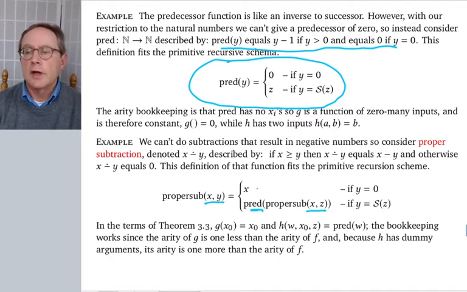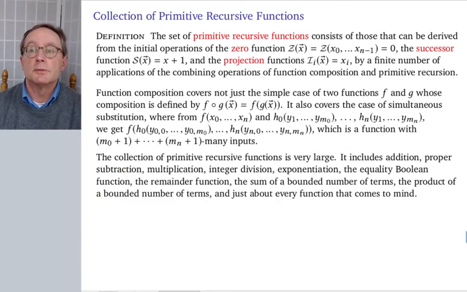When you get used to these kinds of things, at some point you start whipping them off because there's a certain pattern to them. You have to basically see how smaller things are built, how bigger things are built up from smaller things. So what we get then is the collection of primitive recursive functions consists of those that can be defined from the initial operations of the zero function, the successor function, and the projection function.